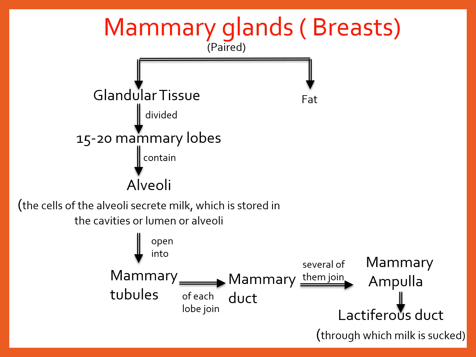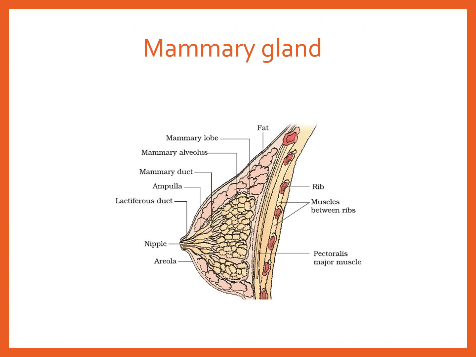So you have the glandular tissue. The glandular tissue is divided into mammary lobes, and these lobes contain alveoli which secrete milk in their cavities. These alveoli open into mammary tubules, and many of these tubules join to form the mammary duct, and many of these mammary ducts join and form the ampulla, which releases the milk through the lactiferous duct. So this is the structure of the mammary gland.